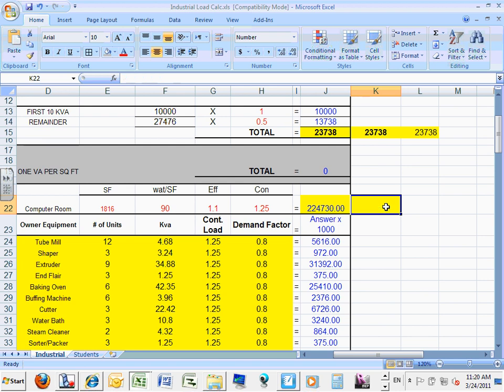Now I'm going to erase this. Mr. Bu, do you agree with me that this load will be seen by the switchgear too? So I'm going to go equal to the switchgear and enter. Why do you think I put it under the switchgear? Because this load is going to be seen by the switchgear too.